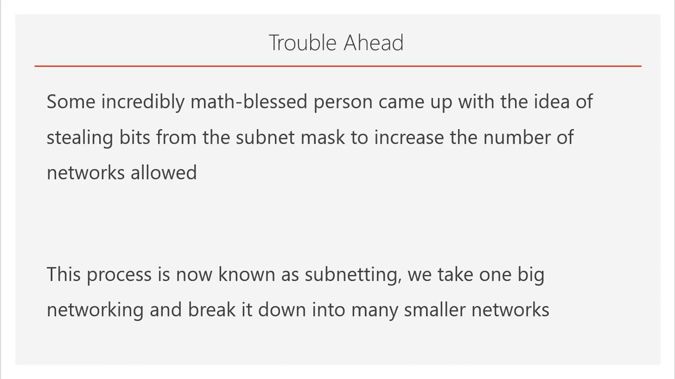So, some incredibly math-blessed person came up with the idea of stealing bits from the subnet mask to increase the number of networks allowed. This process is now known as subnetting, where we take one big network and break it down into many smaller networks. Now, luckily, whenever IPv6 comes into play, this all goes away.